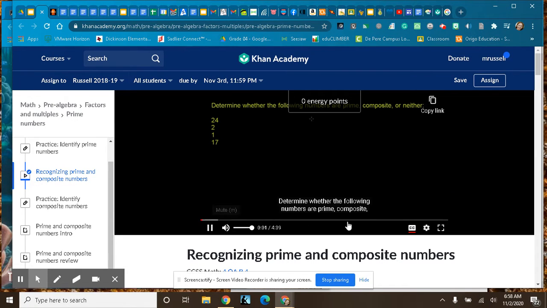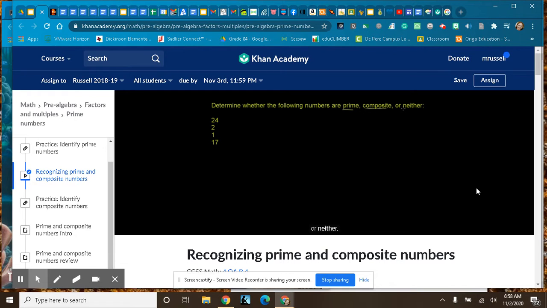Determine whether the following numbers are prime, composite, or neither. So just as a bit of review, a prime number is a natural number, so one of the counting numbers, 1, 2, 3, 4, 5, 6, and so on, that has exactly two factors. So its factors are 1 and itself. An example of a prime number is 3. There's only two natural numbers that are divisible into 3: 1 and 3. Or another way to think about it is the only way to get 3 as a product of other natural numbers is 1 times 3. So it only has 1 and itself.